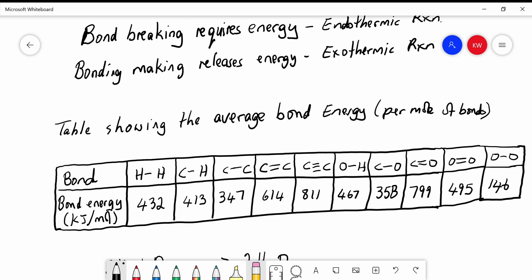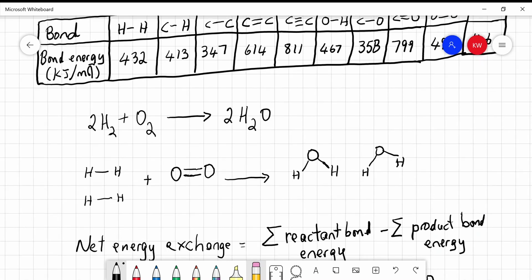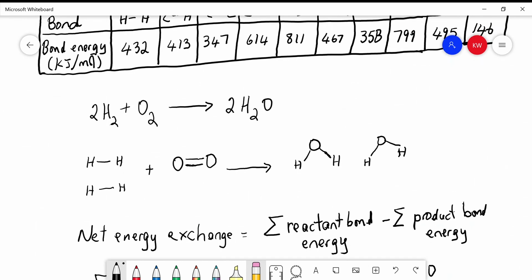So let's look at an equation here. We look at the formation of water. Hydrogen and oxygen combine to form water. If we're drawing our diagram so we have a better understanding, a hydrogen H to a hydrogen H is a single bond. It's two of these hydrogen molecules, so we have two diagrams here.